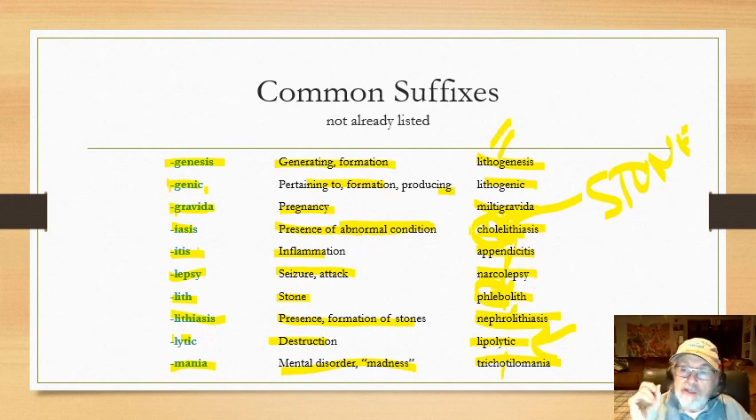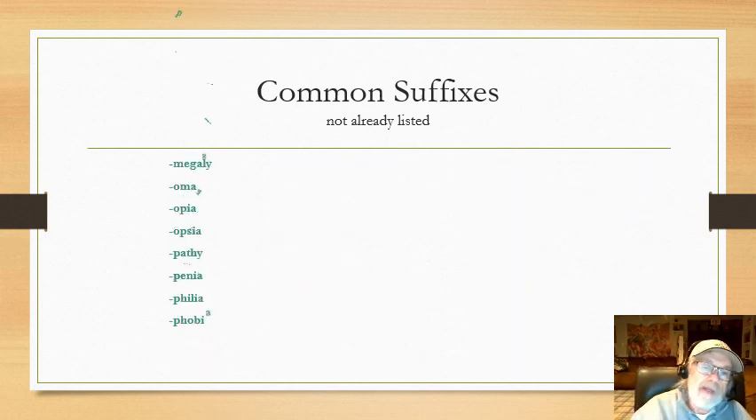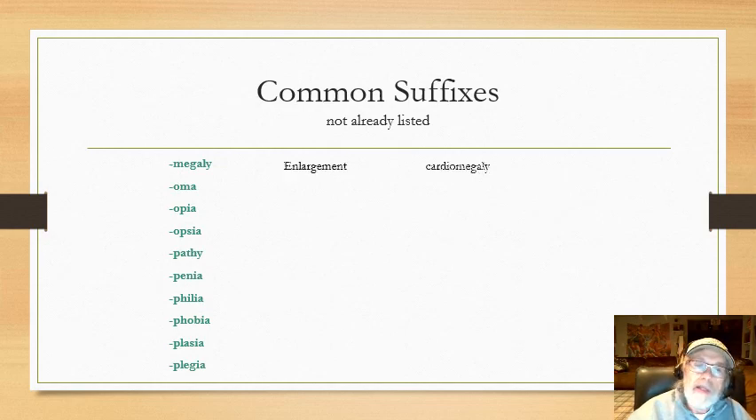And actually, you see some of these people will have patchy hair loss, and that might be because of an excessive type of trichotillomania, which basically is a little bit more of a problem. Okay, but mania means madness. Megaly means enlargement. Cardiomegaly, enlargement of the heart, because cardio is a word that we had before.